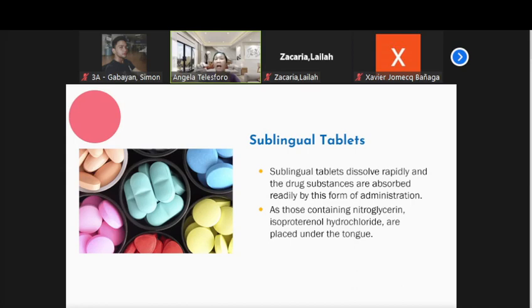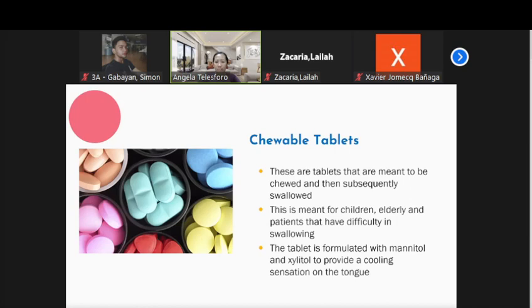That is why rapid ang kanilang absorption, no? Absorb readily. So dili na siya maadto sa stomach kasi nga under the tongue. So ma-absorb siya sa blood vessels, so it goes directly, ma-absorb siya and ma-distribute kaagad. So yan. Chewable.